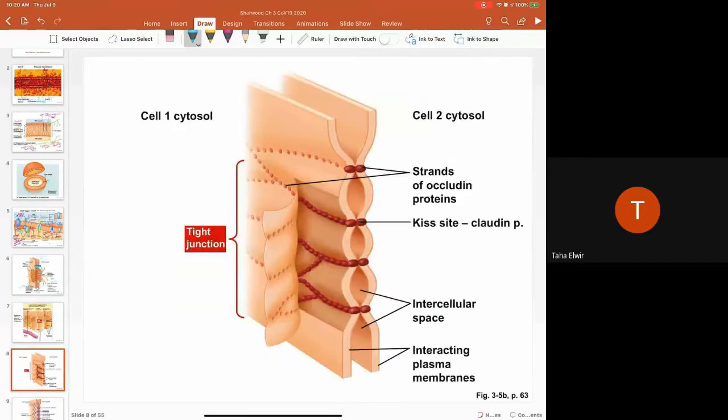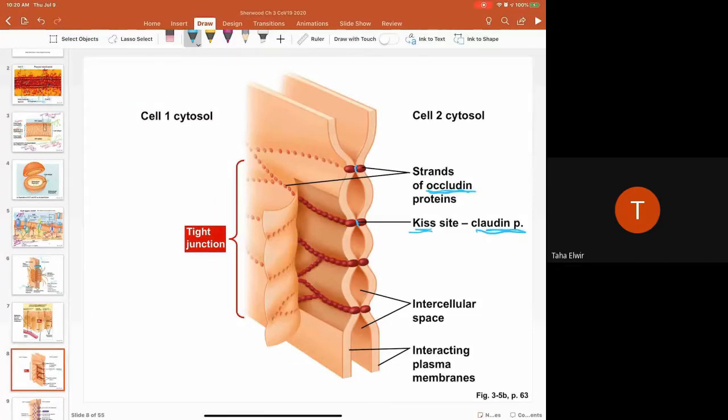So what is a tight junction made up of? It's made up of claudin proteins, and they are occluding. So occludin and claudin proteins, they touch here. It said the kiss site, isn't that cute? And you have multiple kiss sites, multiple strands of occludin proteins.